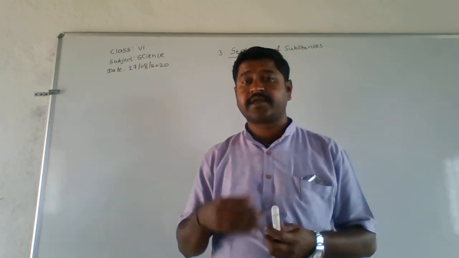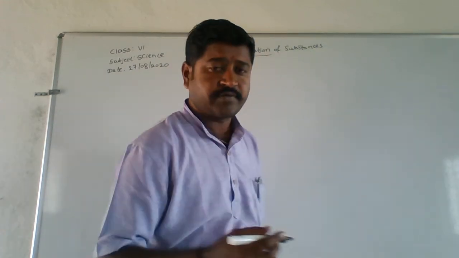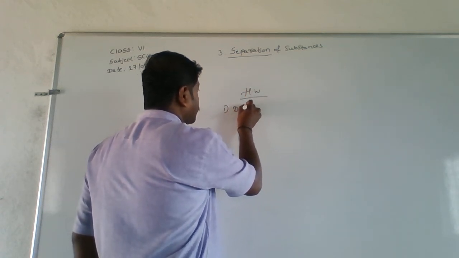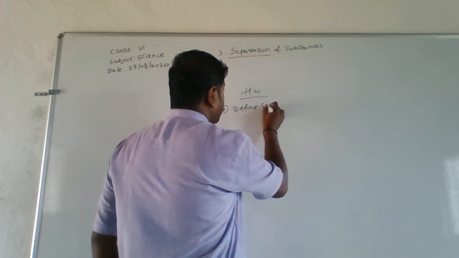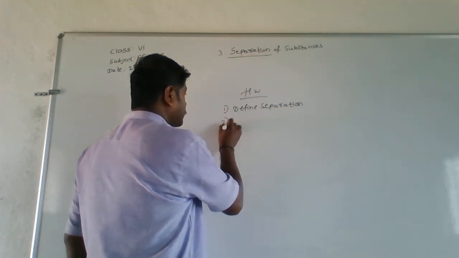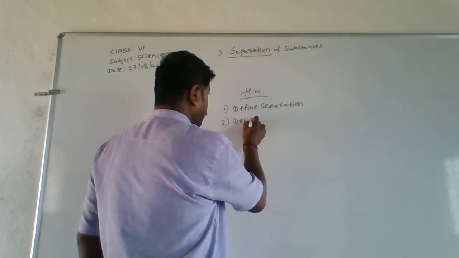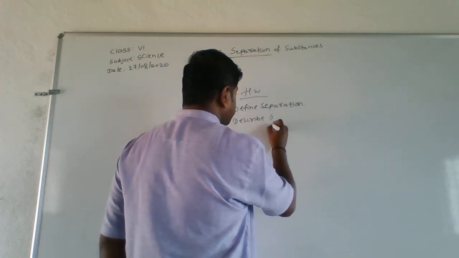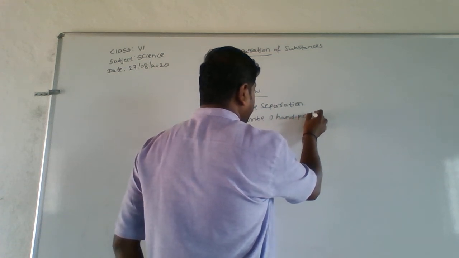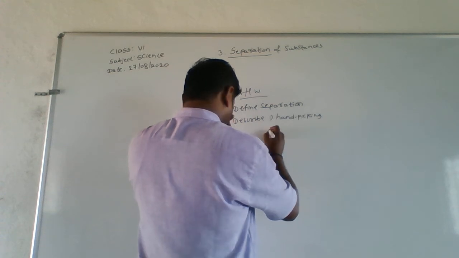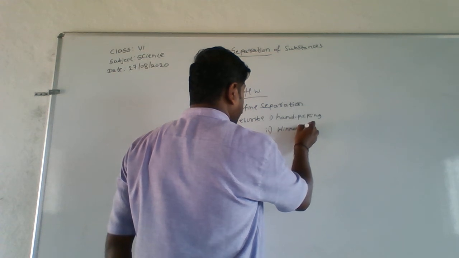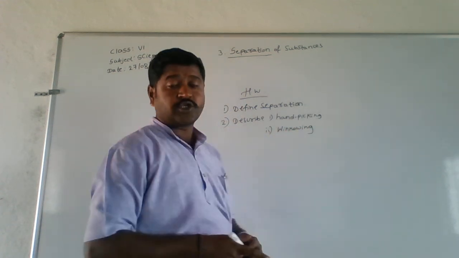So we will be continuing in the next class, but for homework, first one, define separation. Second, describe hand picking and winnowing. This is the homework for you today.